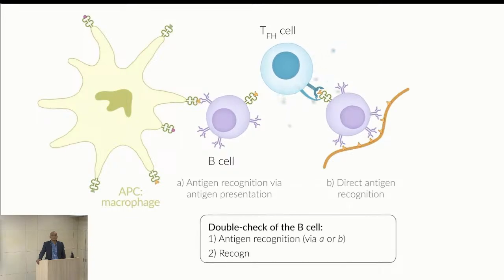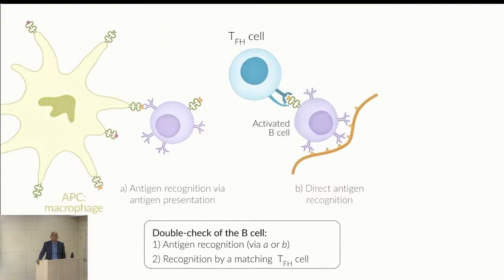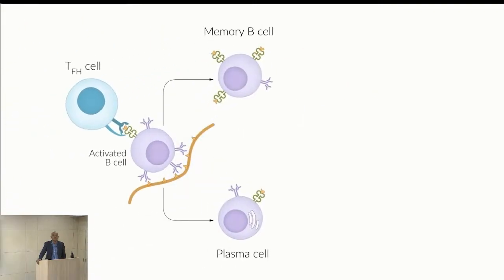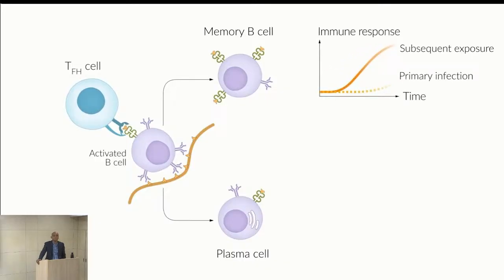After this double check, the B cell is activated by cytokines and starts to proliferate. As a result, memory and plasma cells are formed. Both memory B and T cells are responsible for a rapid immune response to reinfection. The plasma cell produces antibodies that match the antigen on the pathogen. Initially, IgM antibodies are formed.